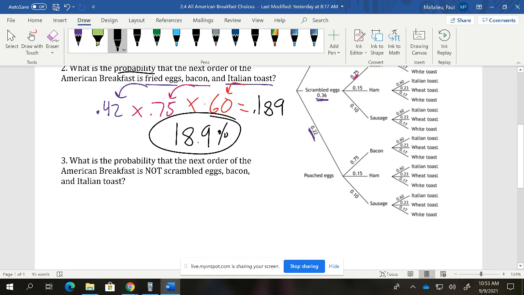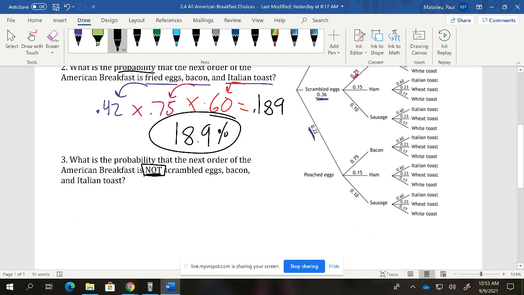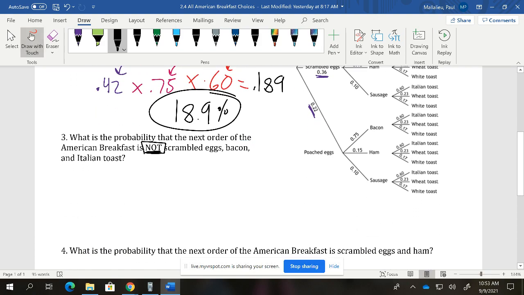What's the probability that the next order of the American breakfast is not? All right, so this is where you've got to pay attention. Not is not scrambled eggs. So if it's not scrambled eggs, then we take, okay, well, what was scrambled eggs? All right, so we're looking here. Scrambled eggs were 0.36. All right, so we're going to use that for now. I know it's saying it's not, so just bear with me here. So scrambled eggs is 0.36.